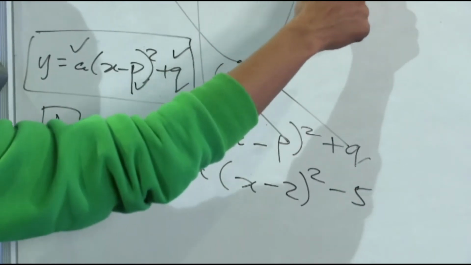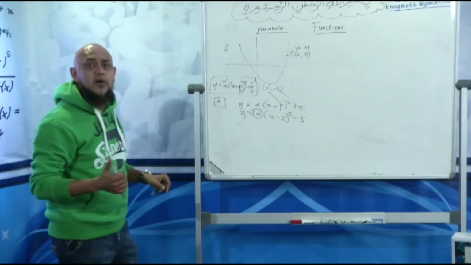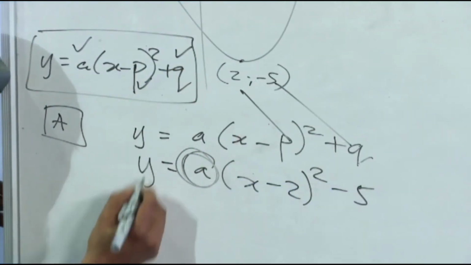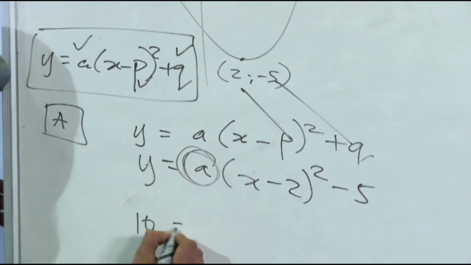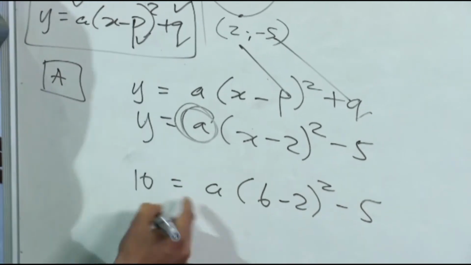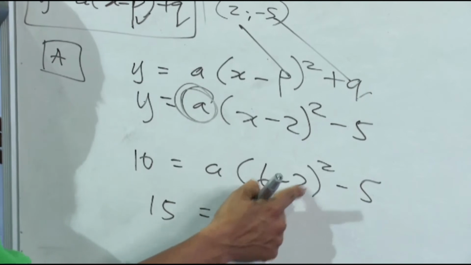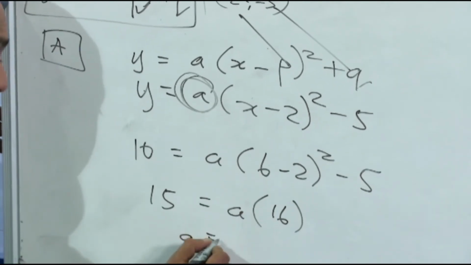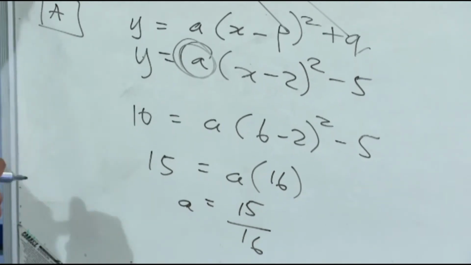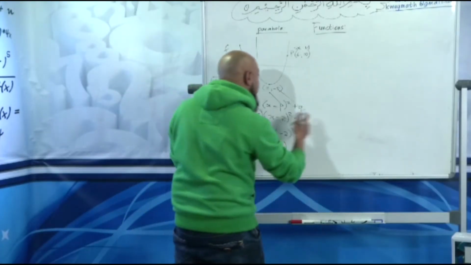Now we've got another point, x and y. There's x, there's y. What did I always say? Which alphabet are we looking for? We are looking for a. So to wrap this one up, we're now going to say 10 is equal to a into 6 minus 2 squared minus 5. So 10 plus 5, 15 is equal to a into 6 minus 2 is 4, 4 squared is 16. a is equal to 15 divided by 16, 15 over 16. So a is 15 over 16, take it from here, plug it back into there.